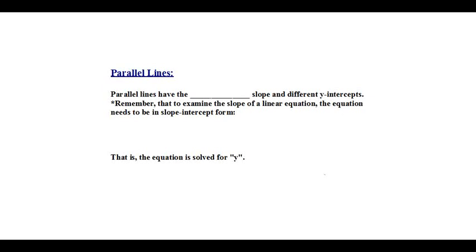Getting started with parallel lines, we need to remember that they have the same slope, and that whenever we're solving, we are always using the form y equals mx plus b to identify our slope. That is slope-intercept form, where m is your slope and b is the y-intercept.